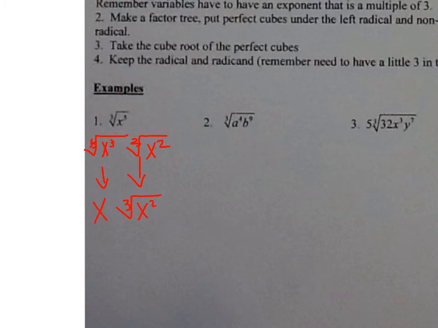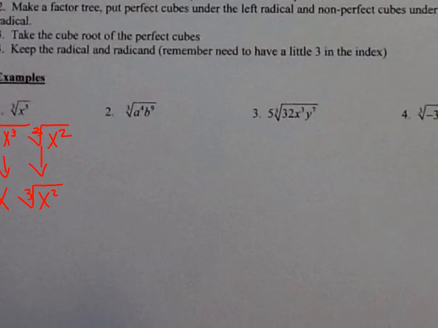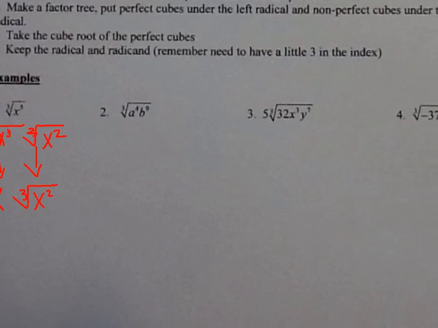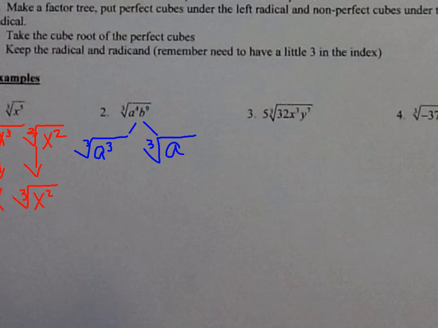All right, so let's take a look at number 2. We have the cube root of a to the 4th, b to the 9th. All right, so we're going to set up our cube root. Okay, what perfect cube goes into a to the 4th? So a to the 4th is not a perfect cube. Start going down. The next one down would be a to the 3rd. That is a perfect cube. Times a, that's a to the 4th.